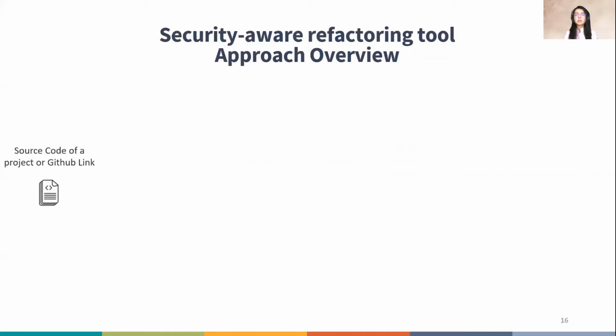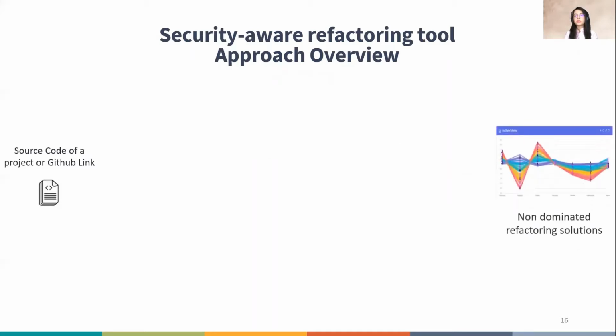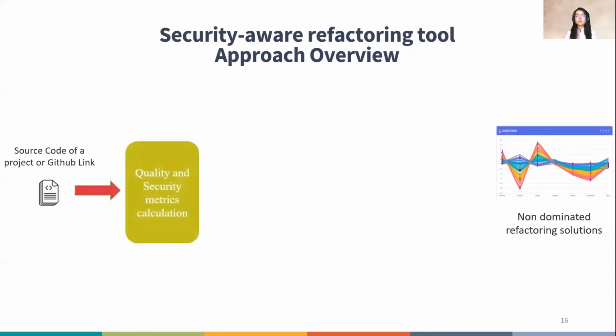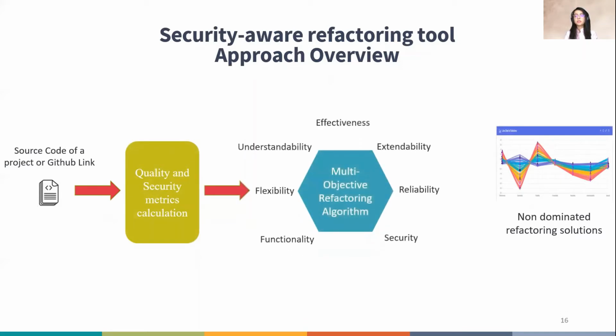So our approach takes as input the source code or GitHub link of a project to be analyzed, and generates as output a list of refactoring recommendations that balance both quality and security of the software system. The first component parses the code to calculate the security metrics and quality attributes. For the second component, we adapted a multi-objective search algorithm based on NSGA2 to integrate the security and quality objectives. We selected this algorithm due to its ability to find trade-offs between independent or conflicting objectives. Finally, the user can interact with our tool to accept or reject the refactoring recommendations.